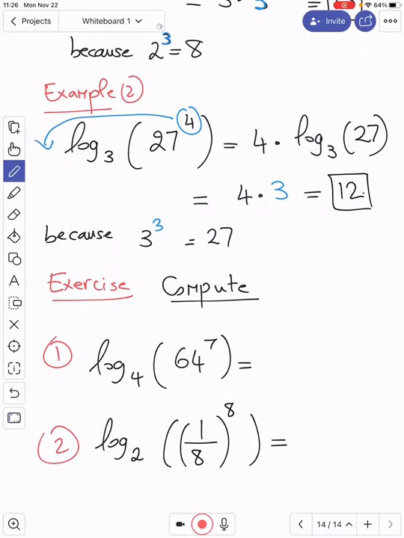So you're saying 21 for number 1. Yes, very good. And negative 24 for number 2. Yeah, very good. Correct. Thank you.